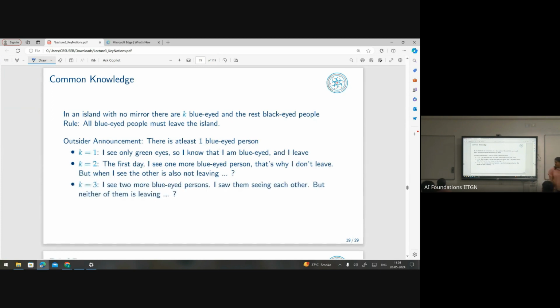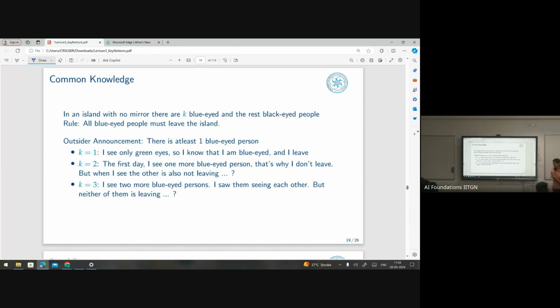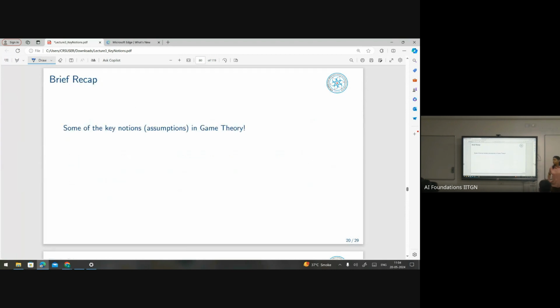Similarly, the inductive argument will keep on going. Every day we'll come together and figure out, oh, you've also not left, then I must be the culprit. So we'll all leave. That's how the entire island will be rid of the blue-eyed. So this is the idea behind common knowledge. There is one assignment question on that, so I hope you figure it out.